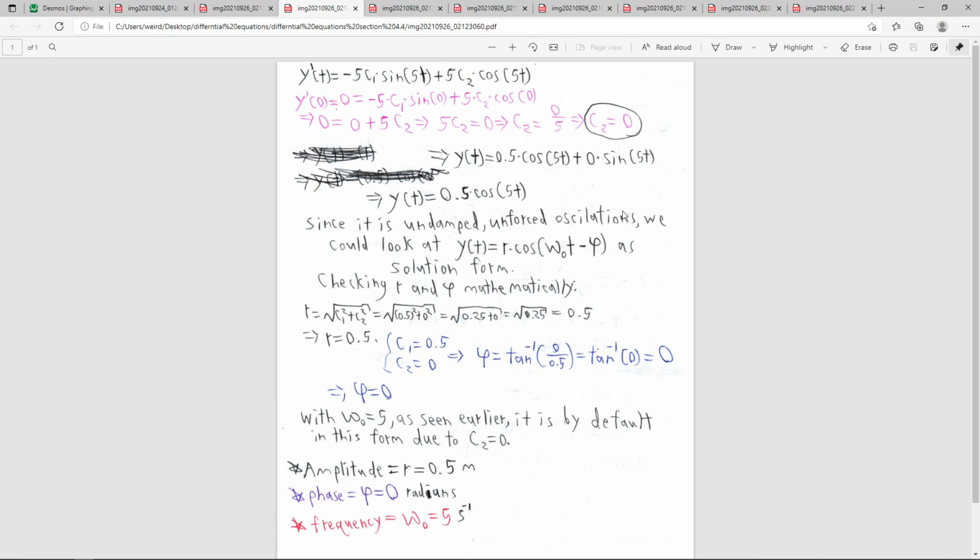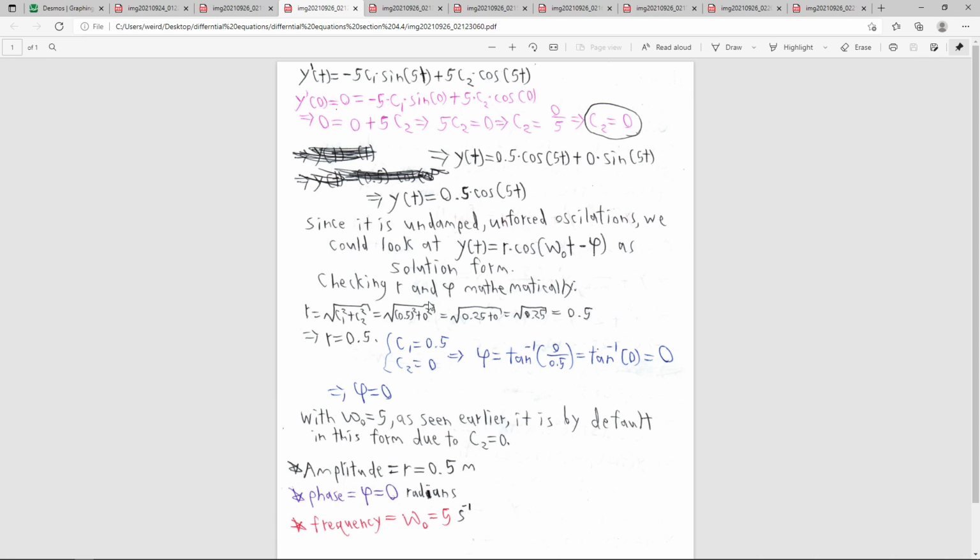Since it is undamped, unforced oscillations, we could look at the solution form y of t equals r times cosine of omega naught t minus psi. And we'll check them, but you see, we could have just entered it like that since we knew that. You could technically just skip ahead in some cases, at least when you're doing it for yourself and not showing it. But here, we don't even have to. It's already in this form by default. We have r, we have omega naught, and we have an angle of 0.